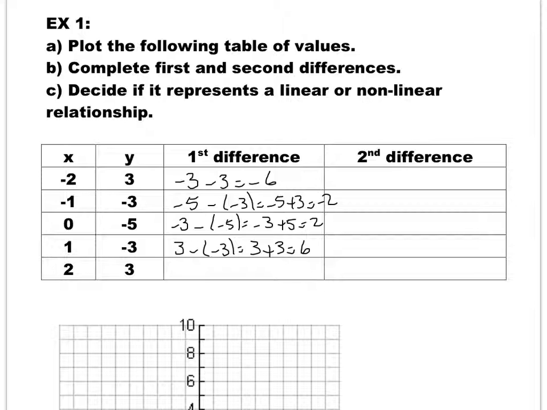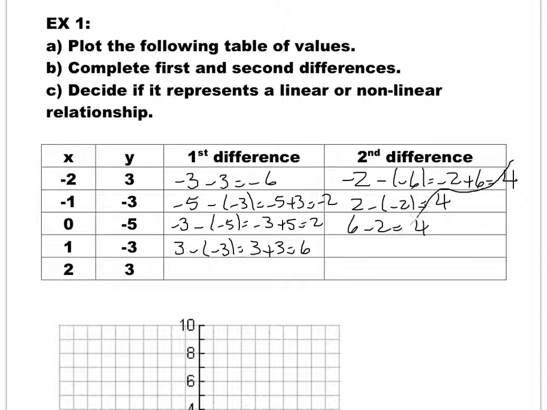Exactly what we got from graphing. Now let's continue with the second difference. So here I'm going to say negative 2 minus 6. This is going to be negative 2 plus 6, which is going to be 4. The next one is going to be 2 minus 2, which is going to be 4. The next one is going to be 6 minus 2, which is going to be 4.